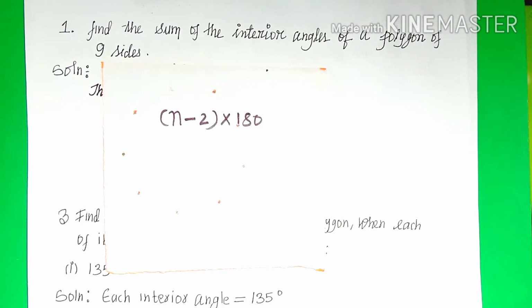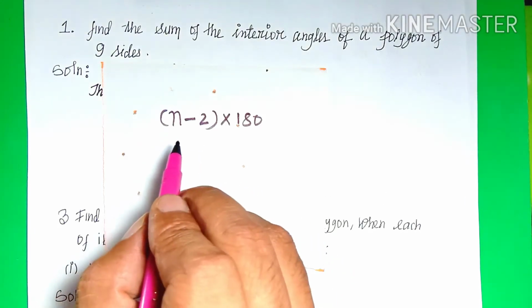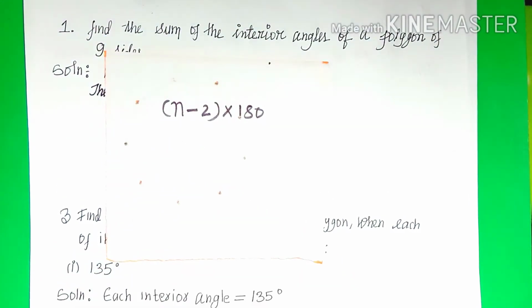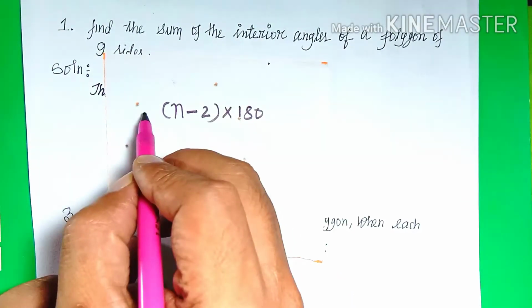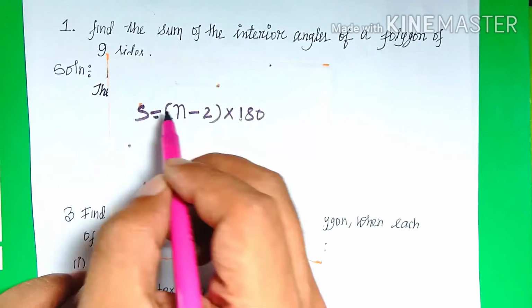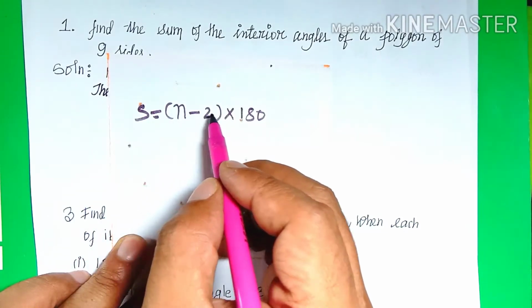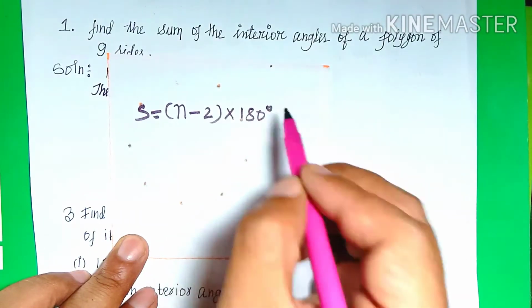Find the sum of the interior angles of a polygon of 9 sides. So here, to find the sum of all the interior angles of a polygon with 9 sides, first one must remember the formula. The sum of all the interior angles of a polygon is given by the formula n minus 2 into 180 degrees.